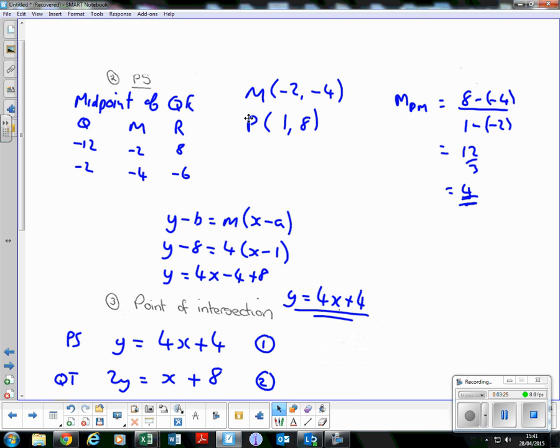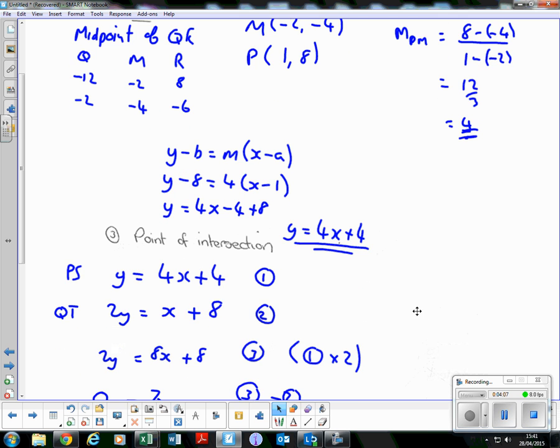So now we're going to find the gradient of MP, or PM as I've called it. Substitute in y2 minus y1 over x2 minus x1, which comes to 12 over 3, which is 4. Again, guys, we're using the actual gradient here, not the perpendicular one. Substitute in. I'm going to use 1, 8 as my point here because they're both positive. So y minus 8 equals 4 bracket x minus 1. Multiply out the bracket, 4x minus 4, take over the minus 8, it becomes positive, or we're really adding 8 to both sides. So y equals 4x plus 4 once we've tidied up.